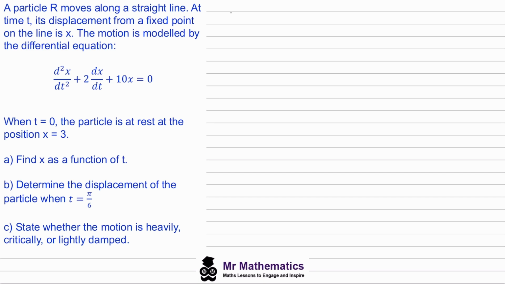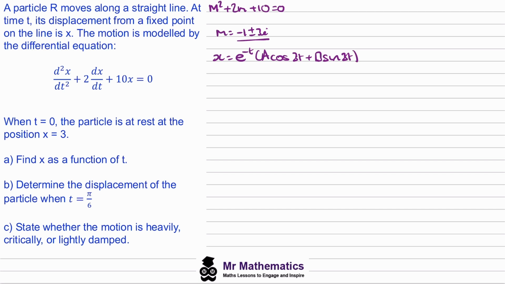So we'll start with the auxiliary equation. We'll have m squared plus 2m plus 10 will equal 0. When we solve this, we get that m is negative 1 plus or minus 3i. So because we have complex solutions, the complementary function will be e to the negative t, this negative coming from this real part, multiplied by a cos of 3t plus b sine of 3t.